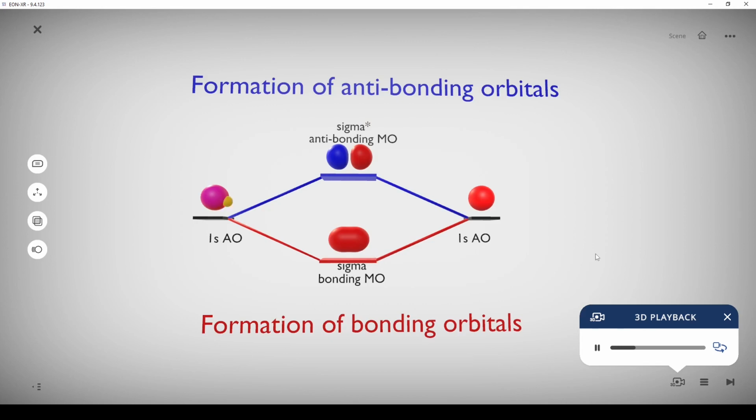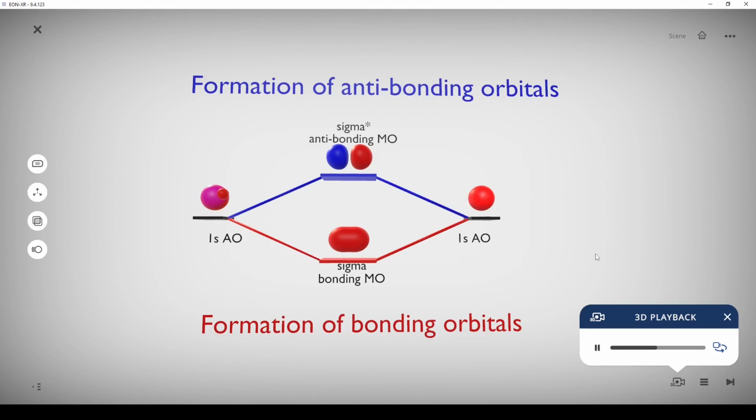So you can see we have 1, 2 atomic orbitals forming 1, 2 molecular orbitals. So the same number of atomic orbitals results in the same number of molecular orbitals. When these two orbitals come together in phase, we are forming the sigma bonding molecular orbital, and when they come together out of phase, we are forming the sigma antibonding molecular orbital. Your s orbitals, when they come together, always form sigma molecular orbitals.